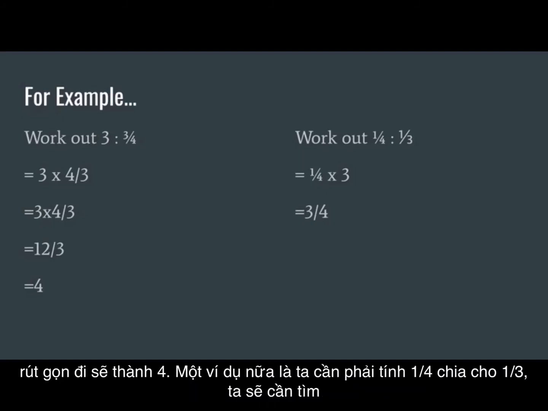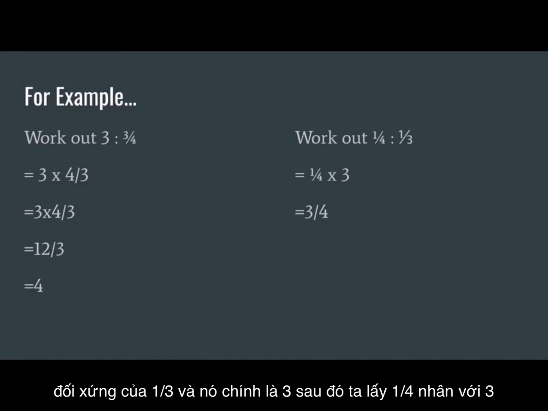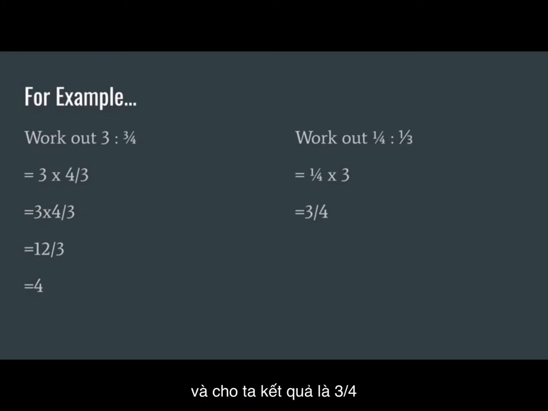We need to work out 1 over 4 divided by 1 over 3, and we just find the reciprocal of 1 over 3, and that is 3, and then we take 1 over 4 multiplied by 3, and that gives us 3 over 4.